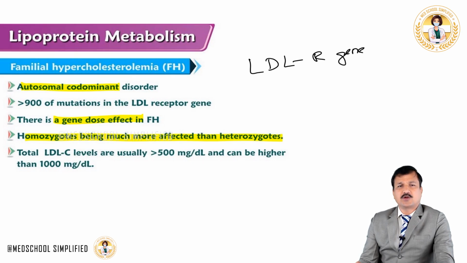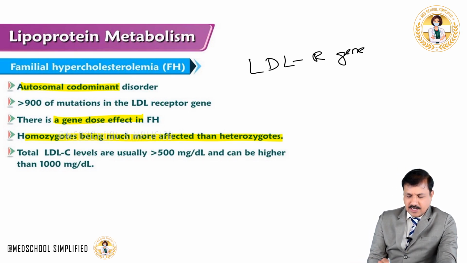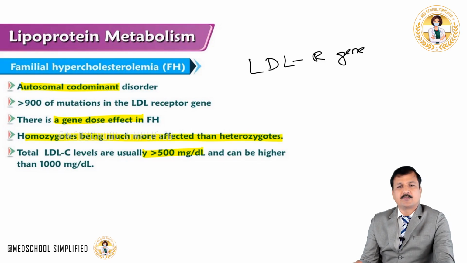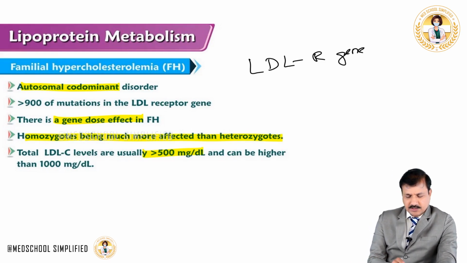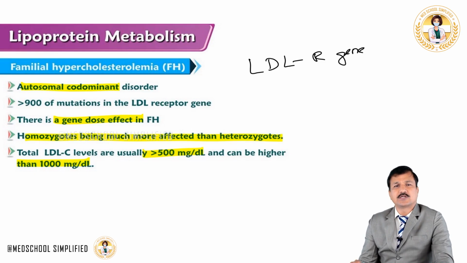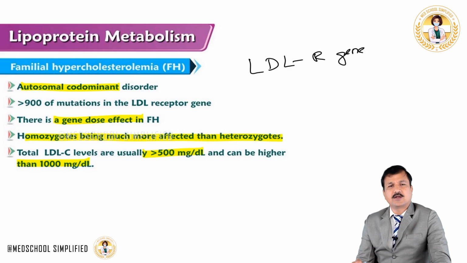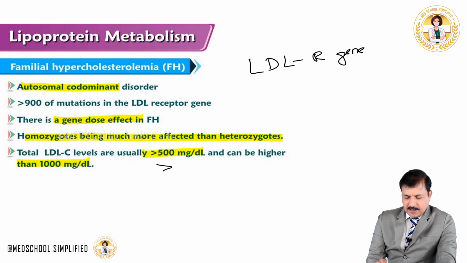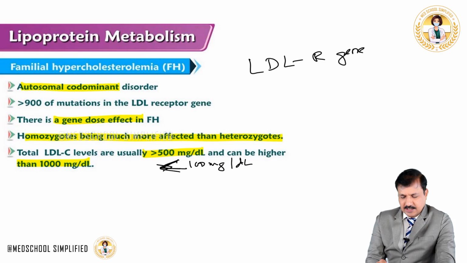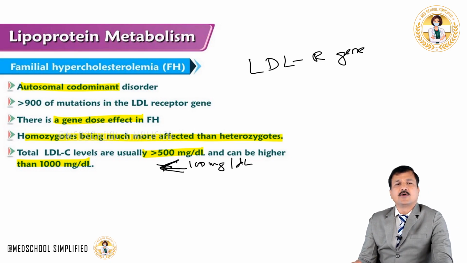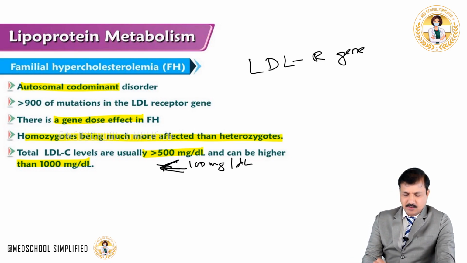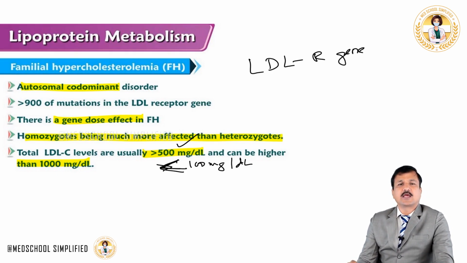Now in familial hypercholesterolemia, LDL levels can be more than 500 milligram per deciliter, which can go as high as 1000 milligram per deciliter. In order to get an idea, normal LDL is less than 100. Remember that. Normal LDL levels in the blood are less than 100 milligram per deciliter, whereas in familial hypercholesterolemia it can go more than 500 and it can be as high as 1000 milligram per deciliter.